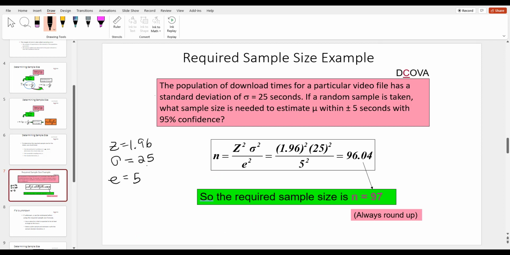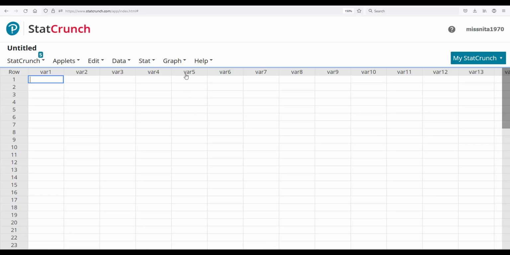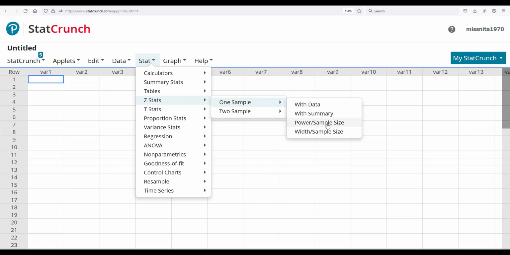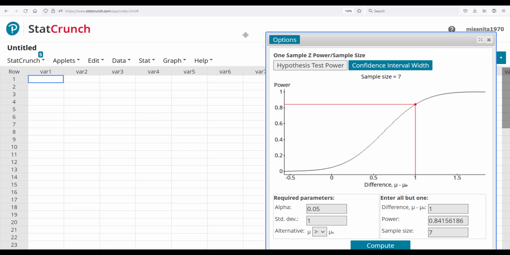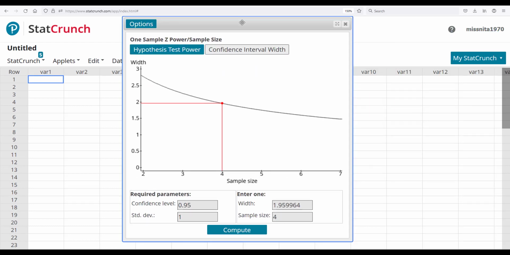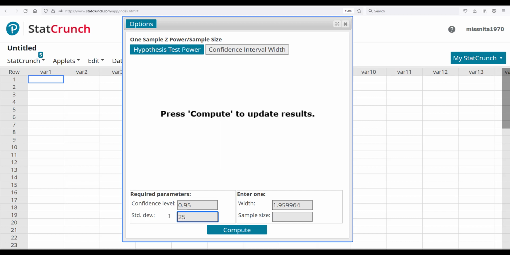So let's go ahead and go to StatCrunch, and we are going to go to Stat, Z-Stats, one sample, and if you go 3 down, you'll see Power Sample Size. We're going to click where it says Confidence Interval Width, and we're going to plug in our information. We know we want to compute at a confidence level of 95%. They told us the standard deviation is 25. The tricky part here is the width.